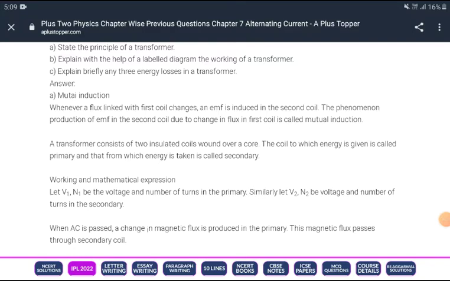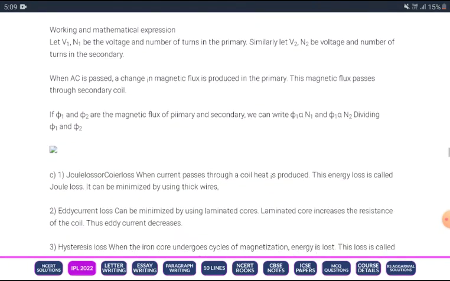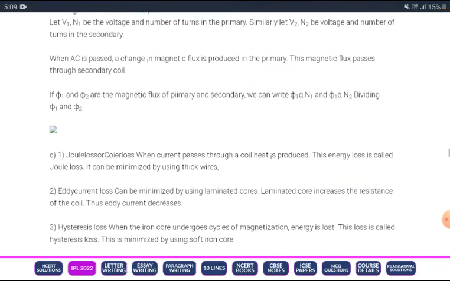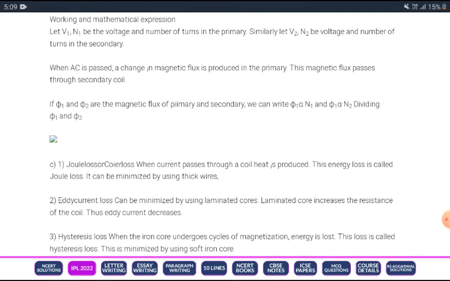Briefly explain any three energy losses in a transformer. First is Joule loss or copper loss, second is eddy current loss, third is hysteresis loss. Joule loss or copper loss: when current passes through a coil, heat is produced, and this energy loss is called Joule loss. It can be minimized by using thick wires.